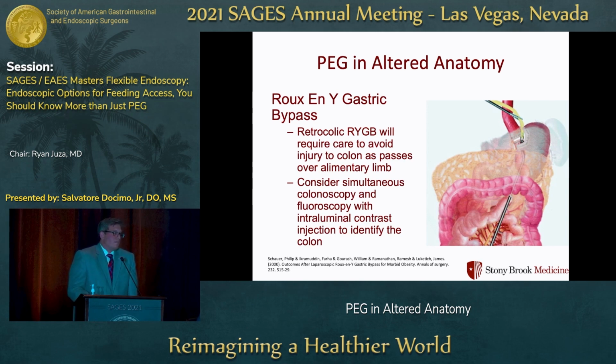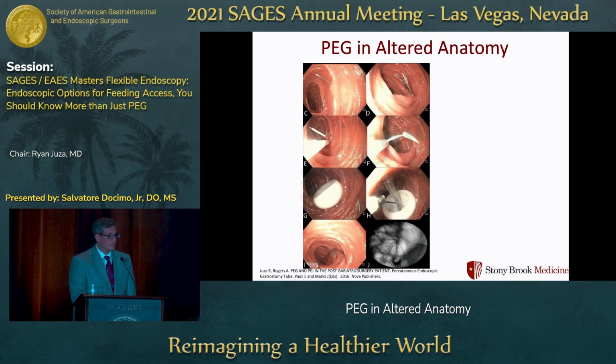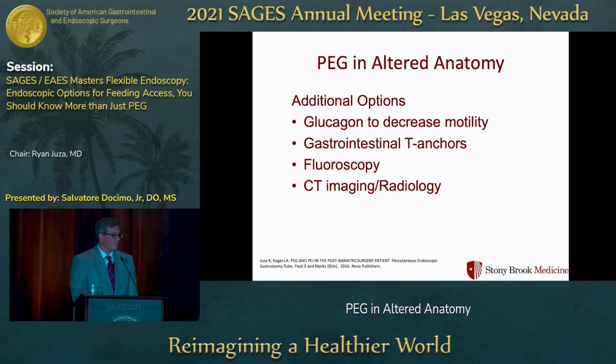So what if you have a retrocolic roux limb and you still want to try to place a PEG? One option you may have is to consider simultaneous colonoscopy and fluoroscopy in the OR when placing this PEG, and I'll have a little bit more detail on that in a moment, but something to keep in mind. Again, I'm not going to go into too much detail about this, but this is just a placement of the PEG through the jejunum.